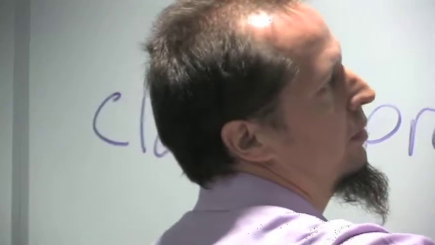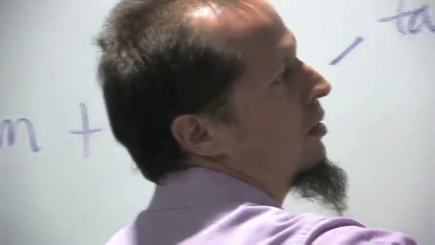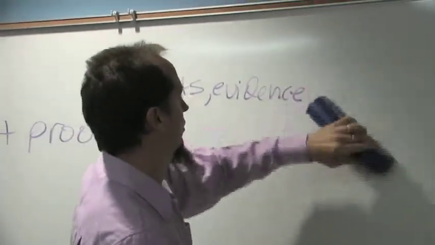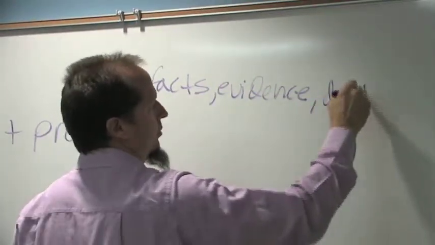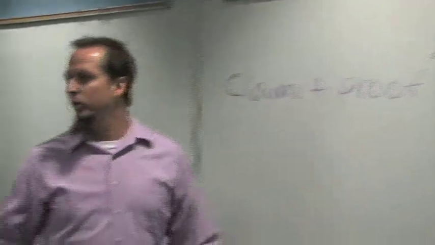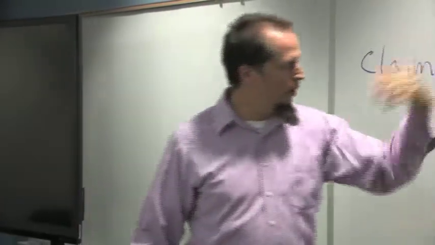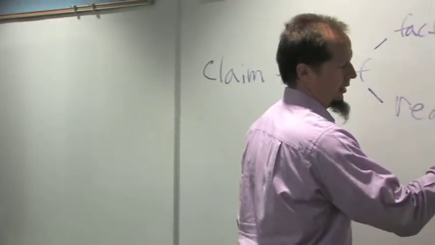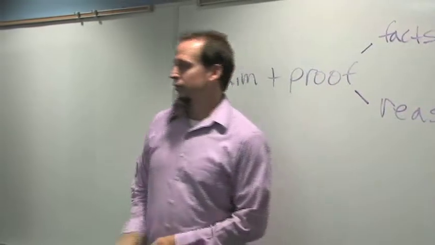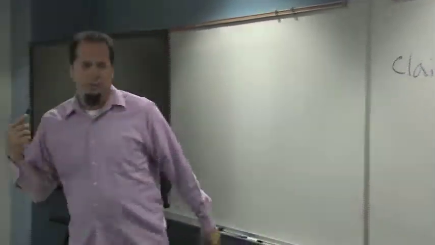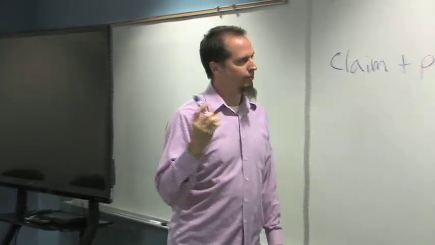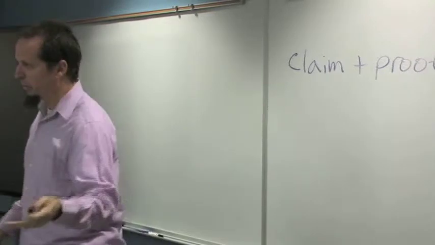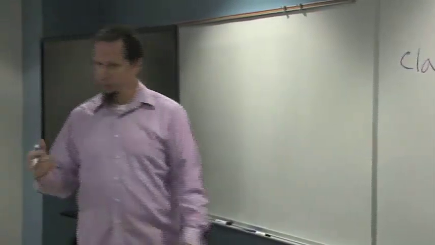Facts, evidence, data. These are the words we use to describe part of the proof. The other part is reasoning. Okay, so what I like to call the proof part of the thesis statement is a proof synopsis.